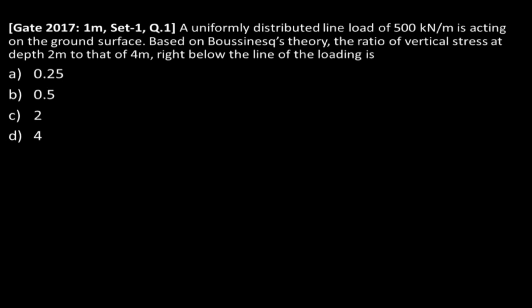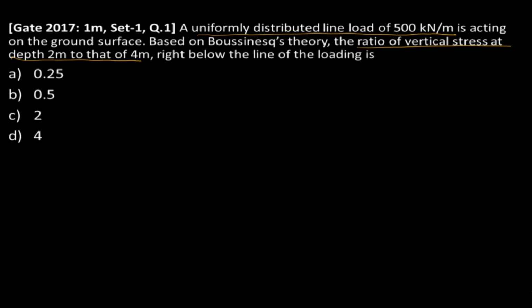In this video, we'll see the topics stress distribution in soil and compaction. If you see the first question, they have given that a uniformly distributed line load of 500 kilonewton per meter is acting on the ground surface. So based on Boussinesq's theory, they are asking to find out the ratio of vertical stress at depth 2 meter to that of 4 meter, right below the line of the loading.